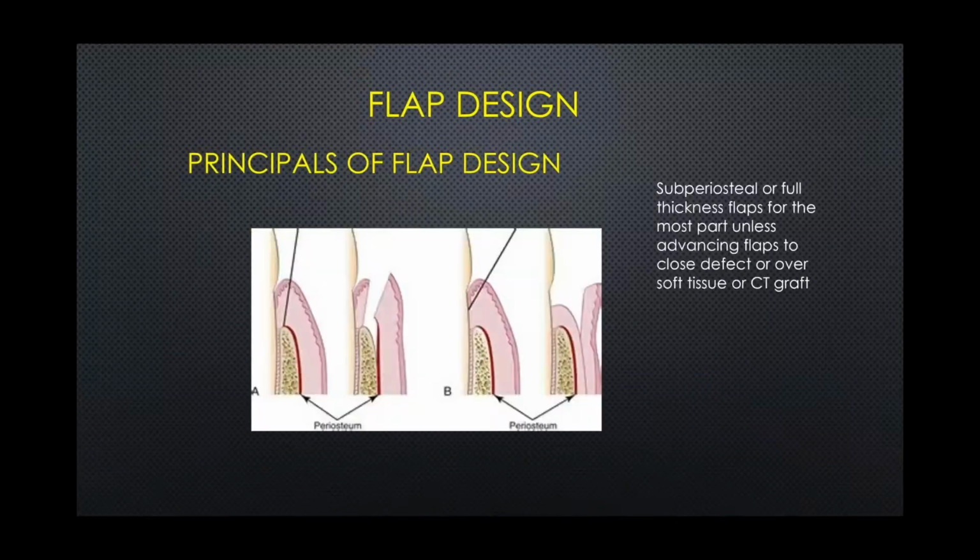Okay, next, when we make our flaps, we want to think in terms of subperiosteal or full thickness flaps. The only time we don't consider this in implant dentistry is if we need to close our flap over some soft tissue or a connective tissue graft, and we might do a split thickness flap. So once again, all our flaps are full thickness. We cut all the way down to the bone and include our periosteum in the flap that we are reflecting, full thickness. Most importantly, we want to take our time. Don't tear the flaps, just be very, very gentle with those flaps. They'll heal faster, with less swelling and less discomfort for our patients.